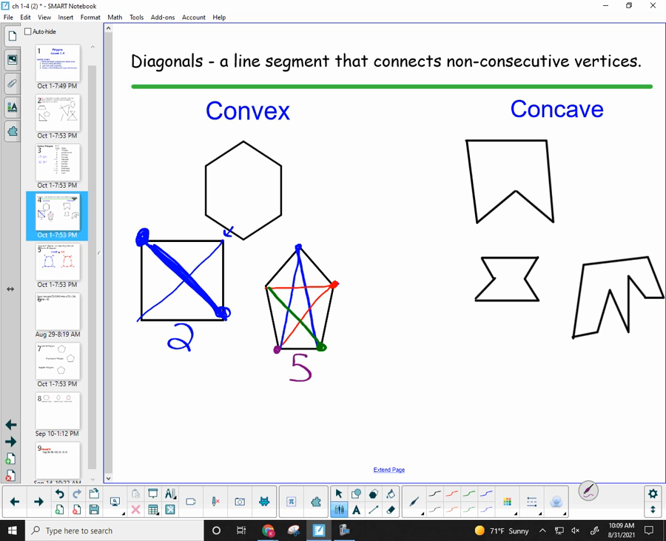You work on the hexagon. See if you can figure out how many diagonals are going to be in our hexagon.